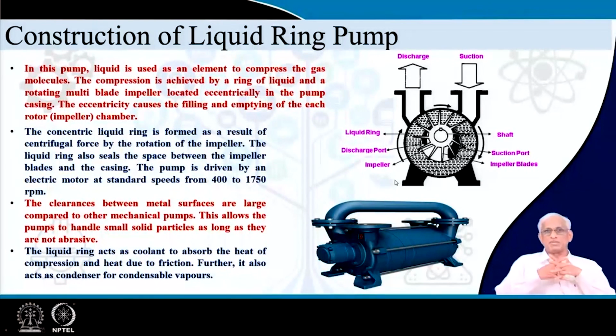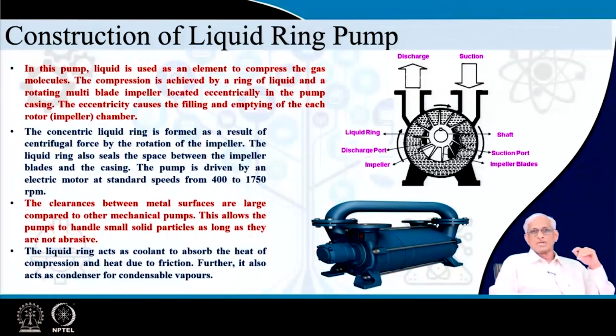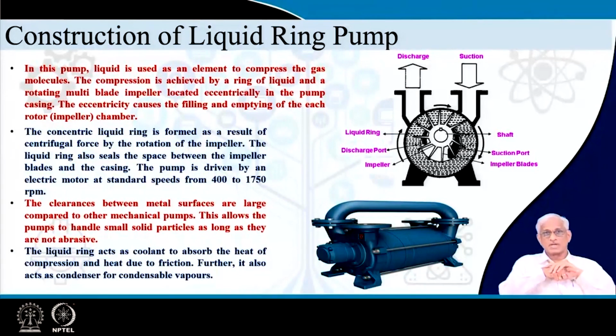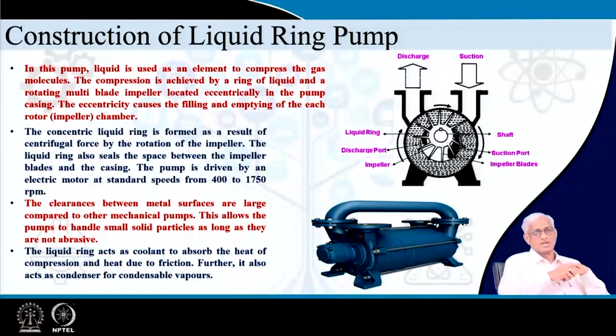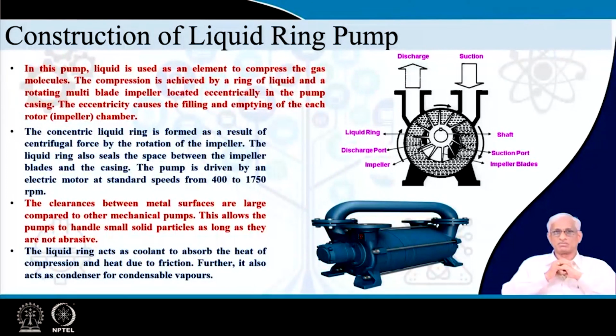The clearances between metal surfaces are large compared to other mechanical pumps. That is a very big advantage for us. This allows pumps to handle small amounts of solid particles, because the process in chemical industries and pharmaceutical industries is not always only gas load or vapor load. There may be particulates, you cannot avoid it. So, if they are not abrasive, then you can handle some particulate load also in addition to gas load.